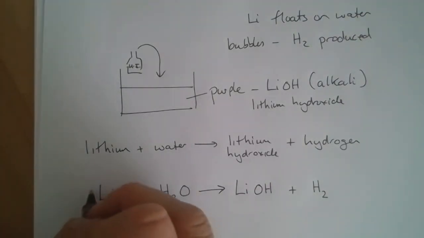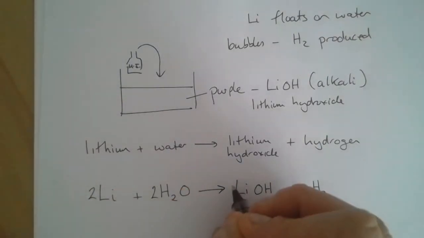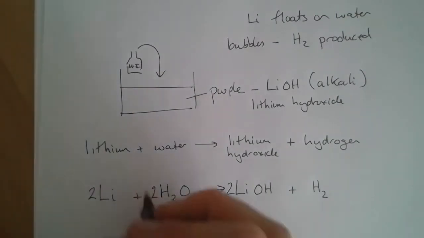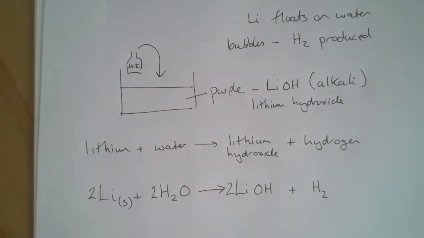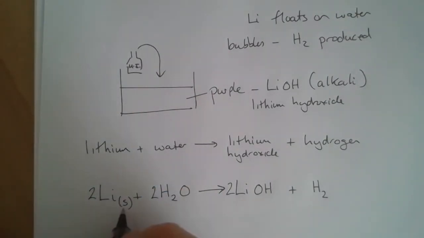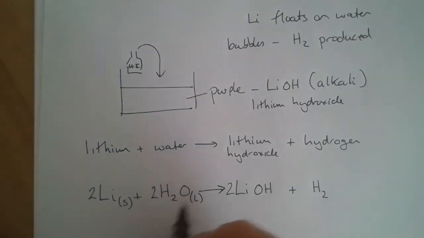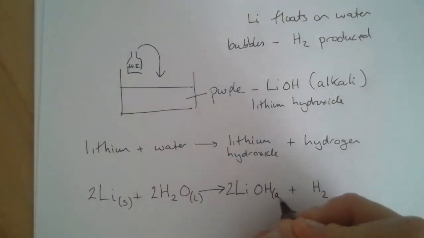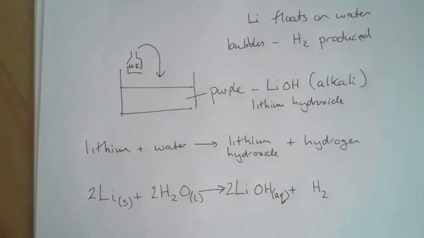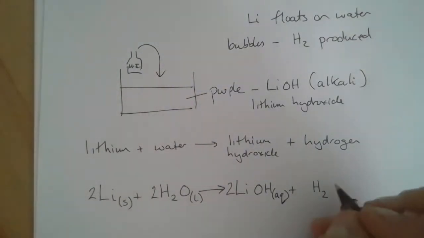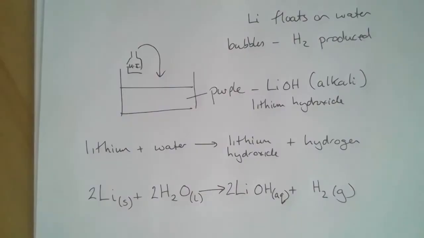We would also need to balance this equation by putting a 2 in front of each of these, and we also might want to think about putting state symbols here. So I've got an S for lithium solid, an L here for liquid water, an AQ here, which stands for aqueous, which means that the lithium hydroxide is dissolved in water, and then a G for the H2, the hydrogen, to show that a gas is produced.